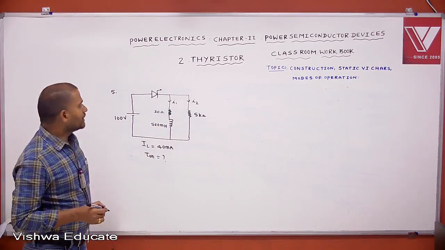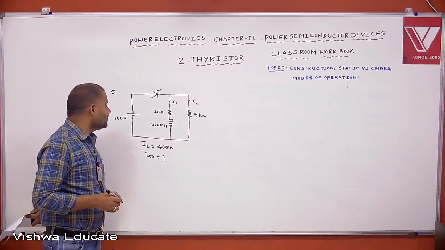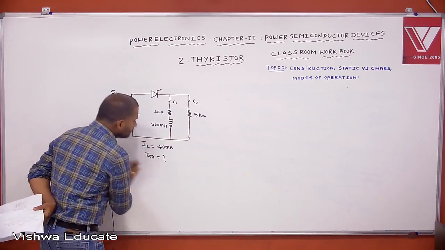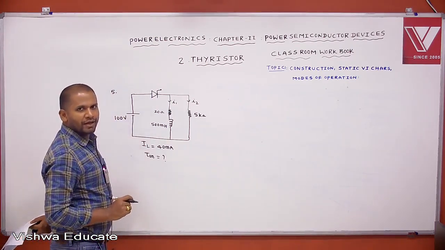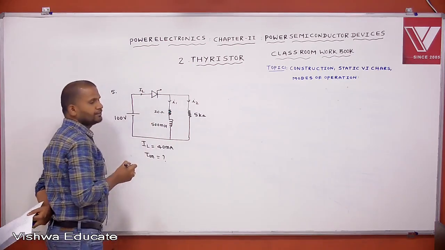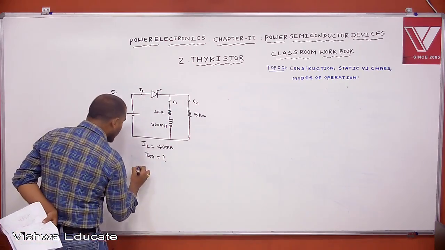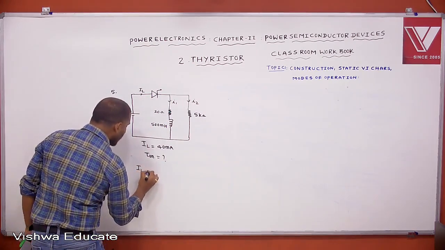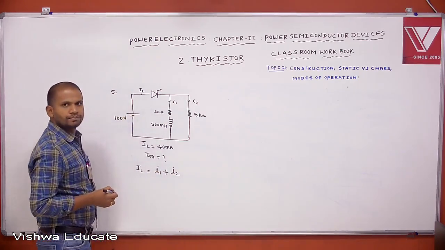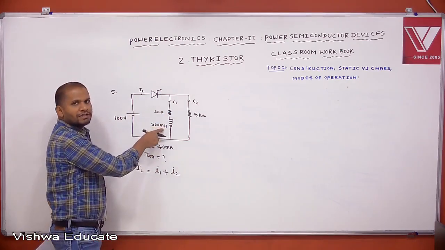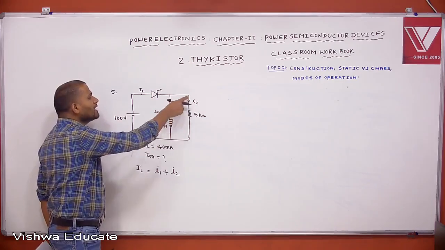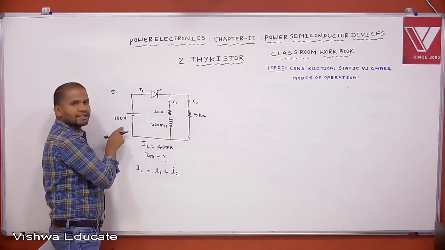Again same concept. To find the minimum gate pulse width for reliable turn on of the SCR, you find the time corresponding to latching current. In this circuit, the latching current is IL. Then how to write IL, you concentrate, IL equal to I1 plus I2. I1 is the current passing through the RL circuit with DC excitation. I2 is the current passing through the resistance with DC excitation.